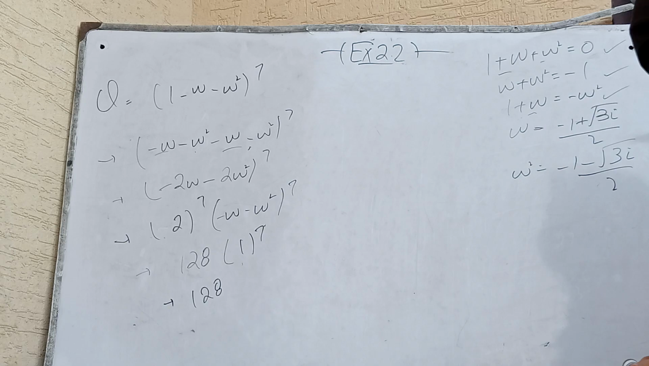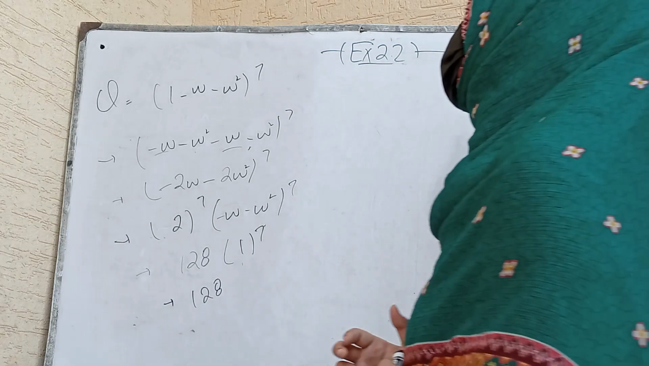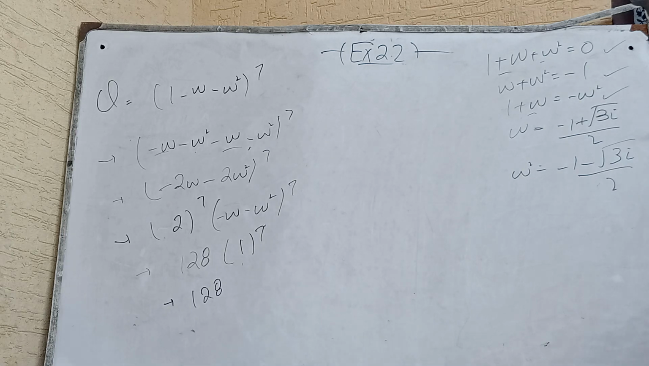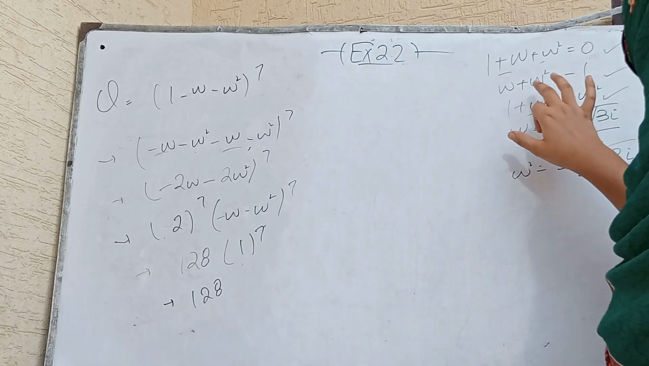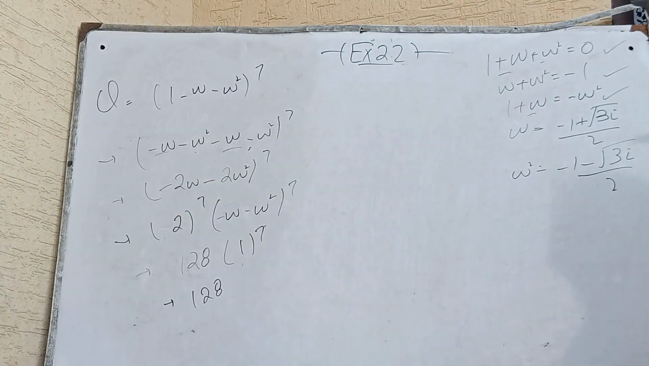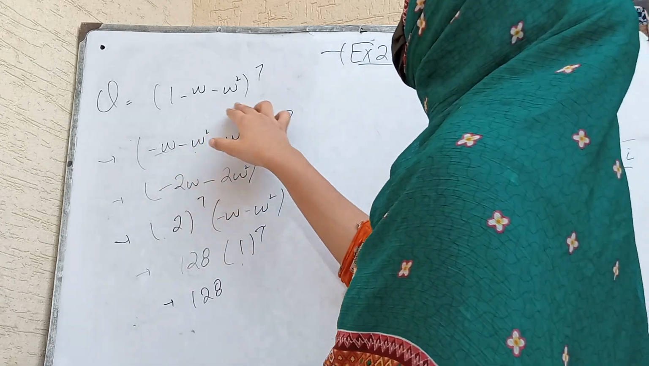First we have the given question, which is (1 minus omega square) whole power 7. So first we know the following identities. We know that 1 plus omega square is equal to 0. And in this we have a minus sign. So first we take 1, which is equal to minus omega square, right, and this will be as it is.